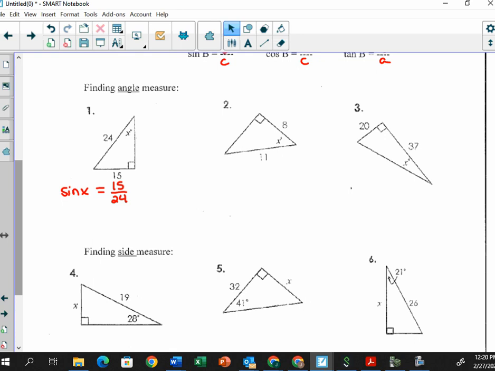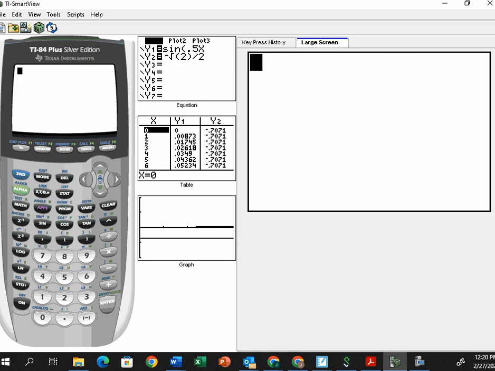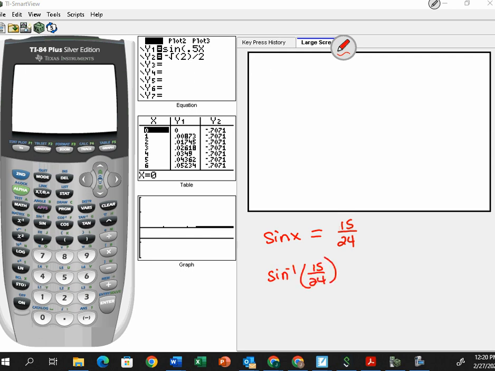But do you remember at the beginning of last skill how we did the inverses? That's what you're going to use on your calculator to solve. So let me figure all of this out. So we had, what did we have? Sine of x equals, was it 15 over 24? Yes. Okay. So what you're going to key into your calculator is inverse sine of 15 over 24. Because remember, the inverse gives you an angle. And that's what we're looking for, is an angle.